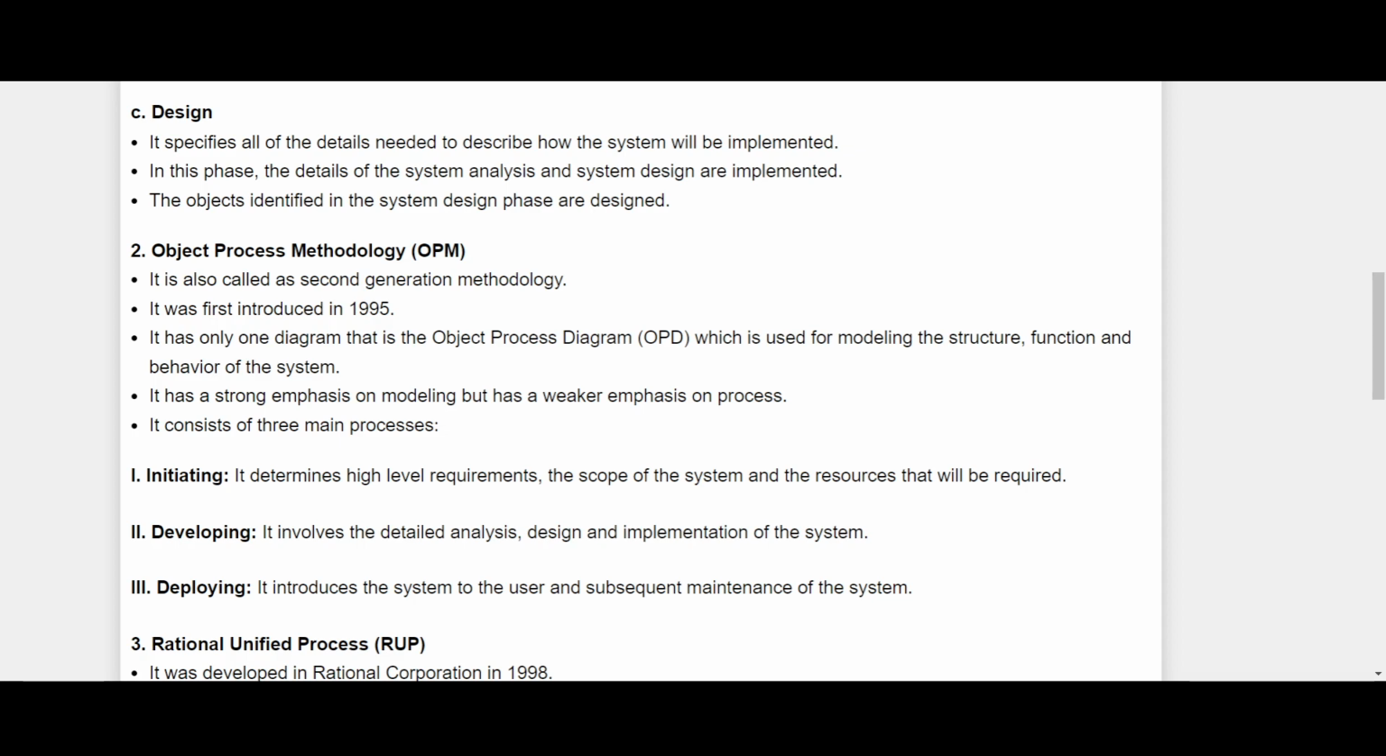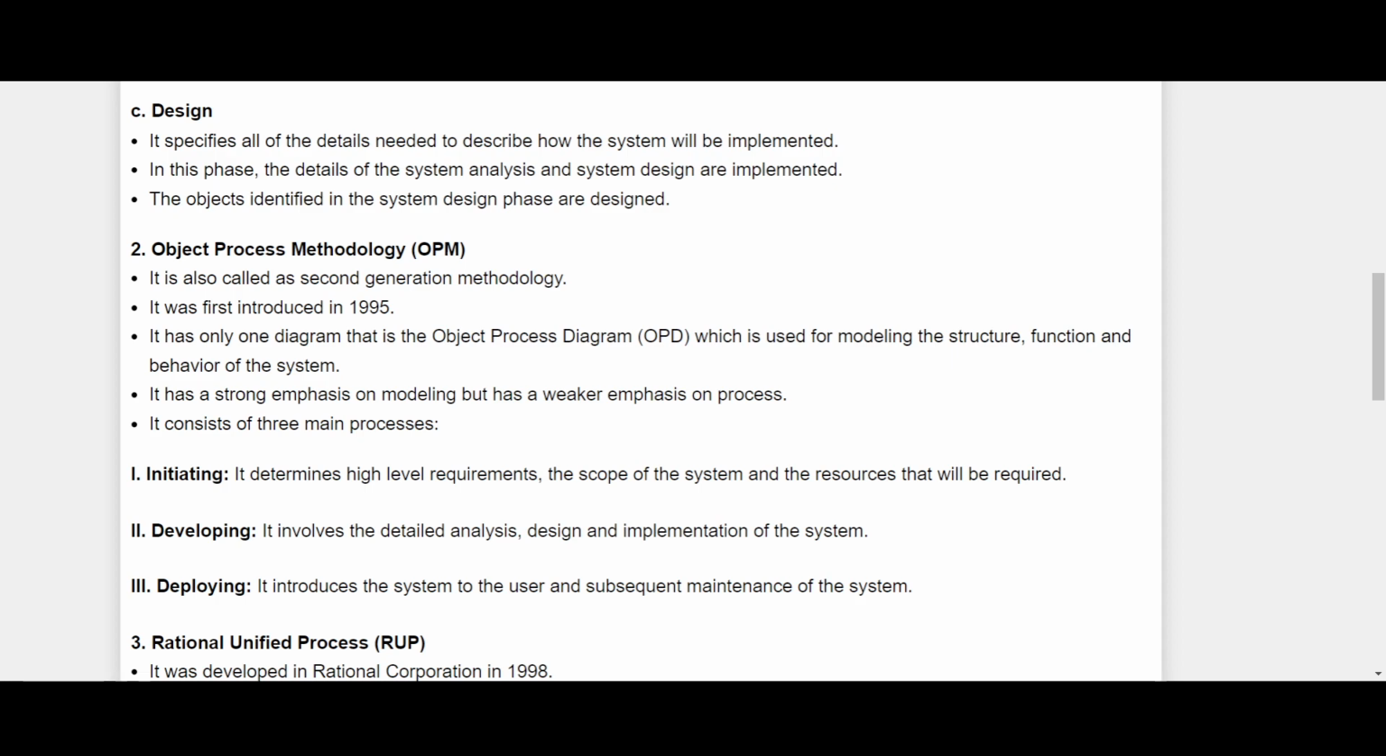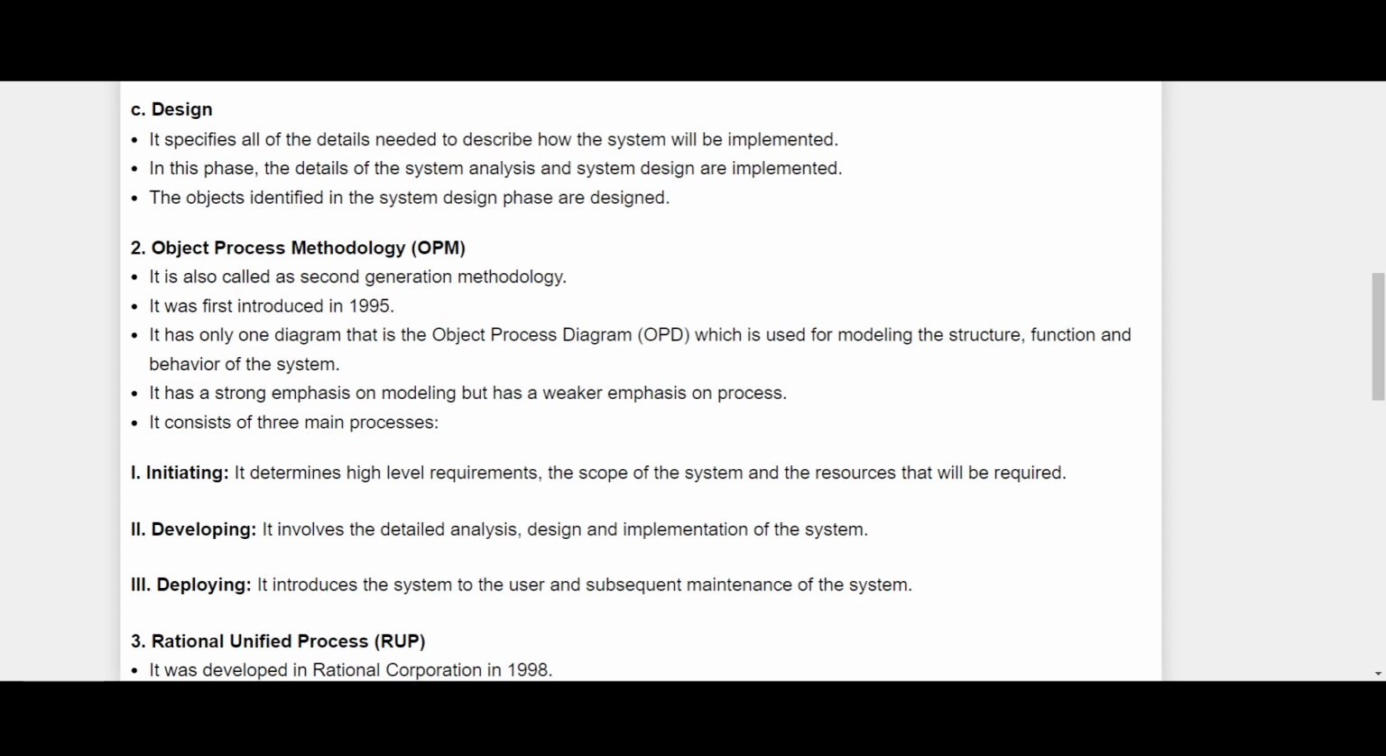And developing involves the detailed analysis, design, and implementation of the system. Deploying is introducing the system to the user and the subsequent maintenance of the system. That is, we hand over the project to the user, then we maintain the system. This is called the deploying process of the OPM.